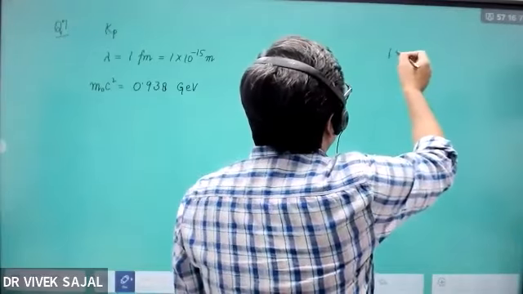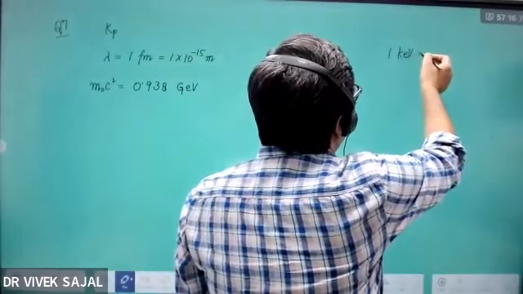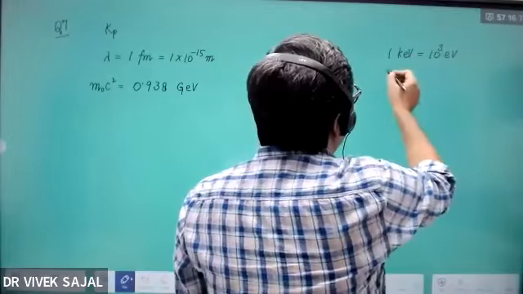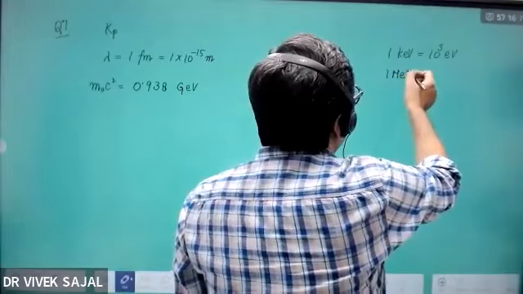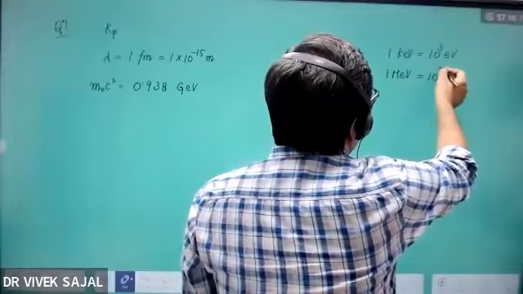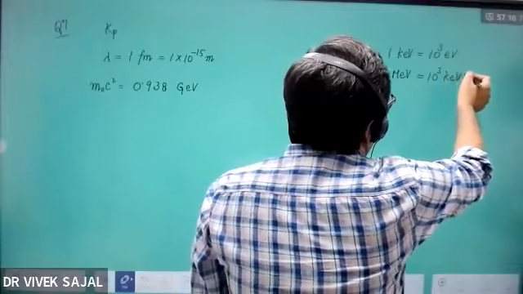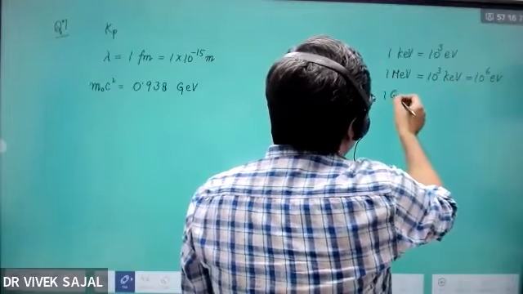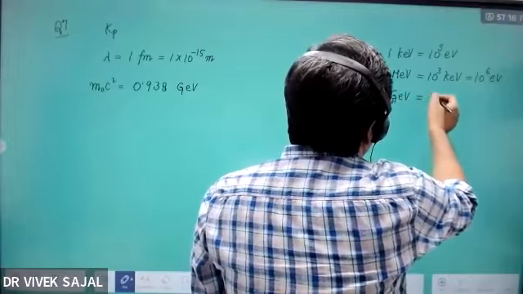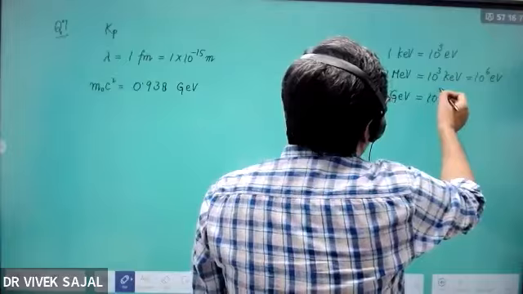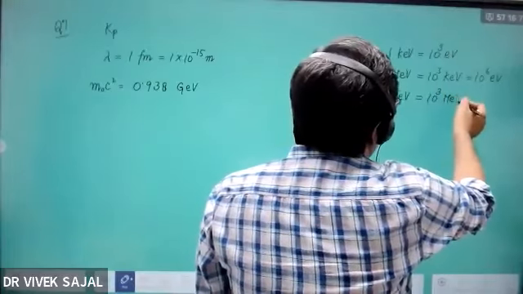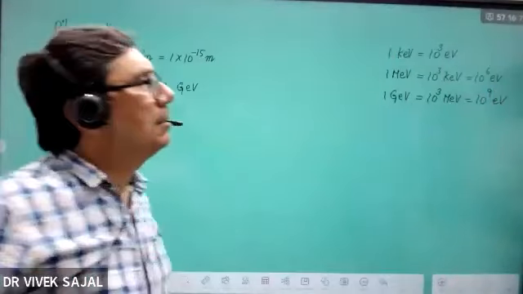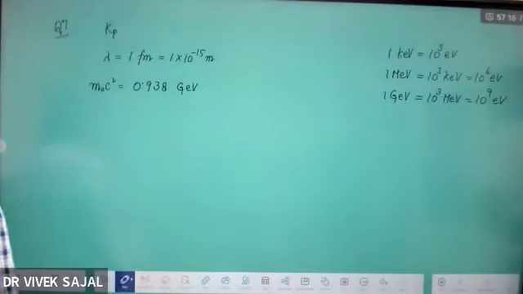1 keV is 10 to the power 3 electron volt. 1 MeV is 10 to the power 3 keV or 10 to the power 6 electron volt. 1 GeV is 10 to the power 3 MeV or 10 to the power 9 electron volt. Okay? So remember this conversion.